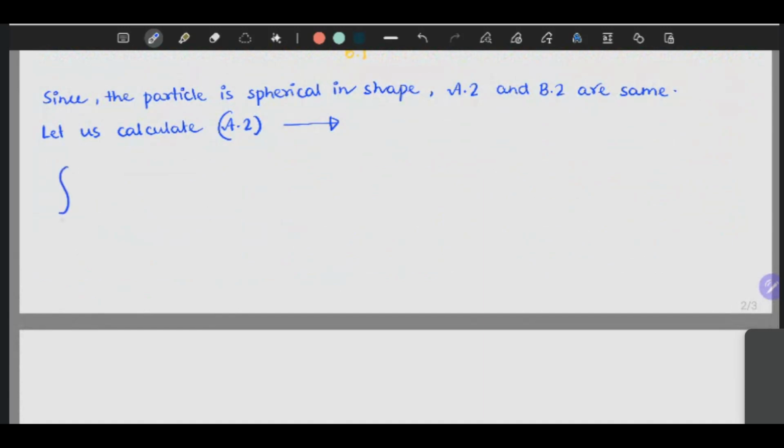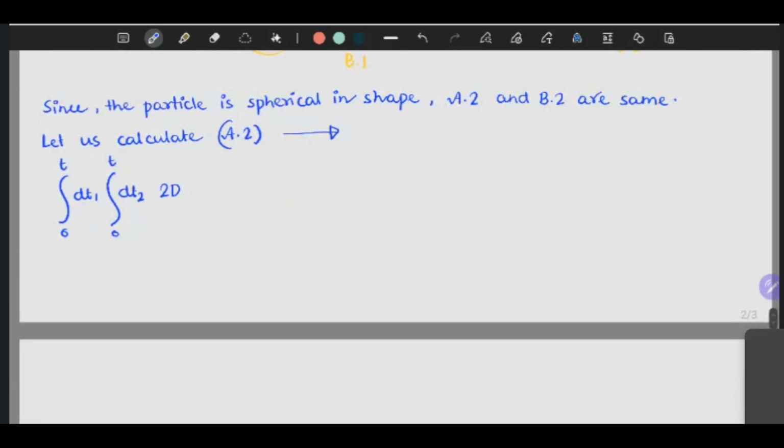So then, just a few lectures back in the Brownian motion, the integral from 0 to t of dt2, this 2D delta t1 minus t2. To do this, if you take two regions like t1 and t2, and if you take this graph where t1 is equal to t2, then taking one half will solve the other half. So we will solve for one half and take twice of that.